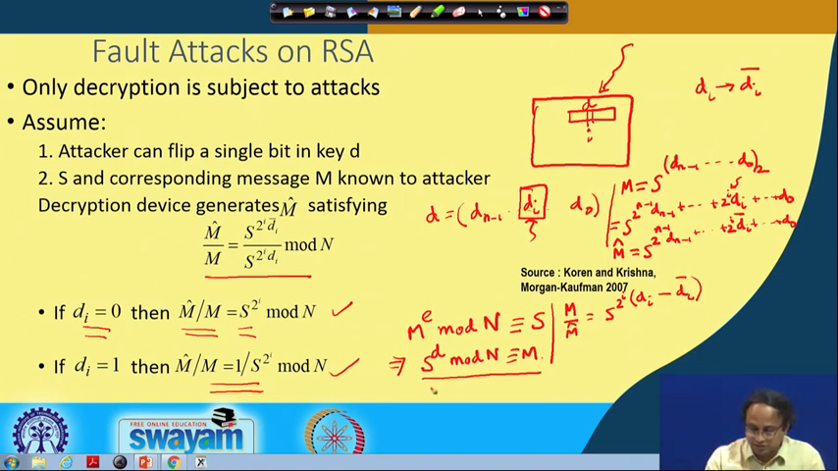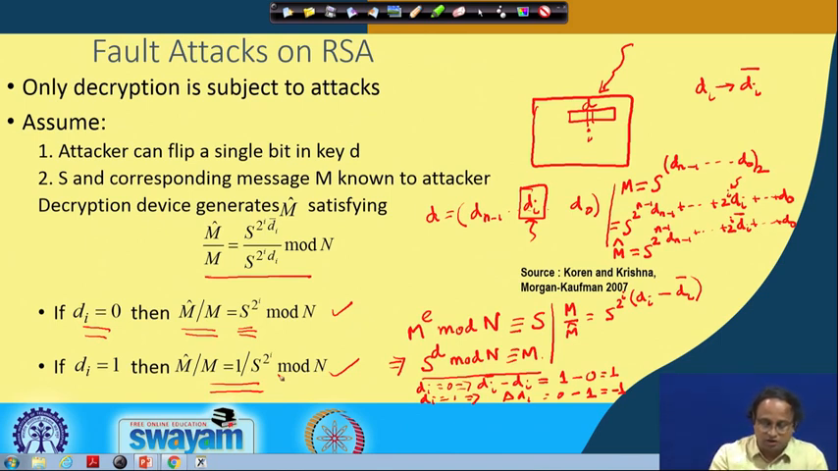So, if di is equal to 0, you can observe that di hat minus di is equal to 1 minus 0, which is equal to 1. On the other hand, if di is 1, then this delta di will be equal to 0 minus 1, and therefore will be equal to minus 1. So, in one case you will have s to the power of 2 to the power of i, or in another case you will have s to the power of 2 to the power of i whole power of minus 1, that is 1 by s to the power of 2 to the power of i.